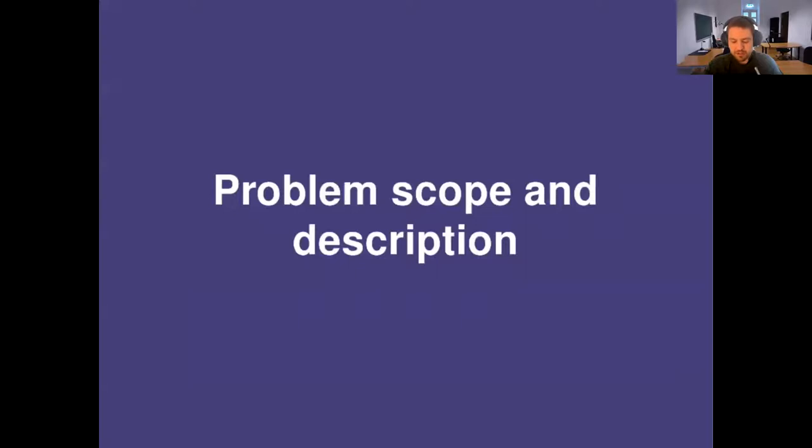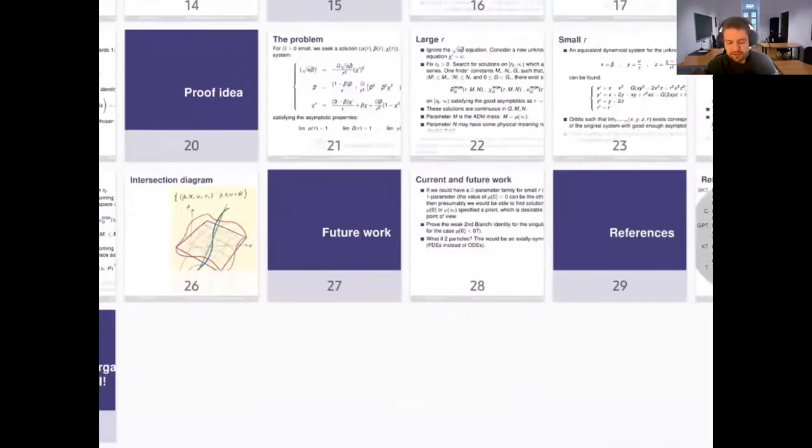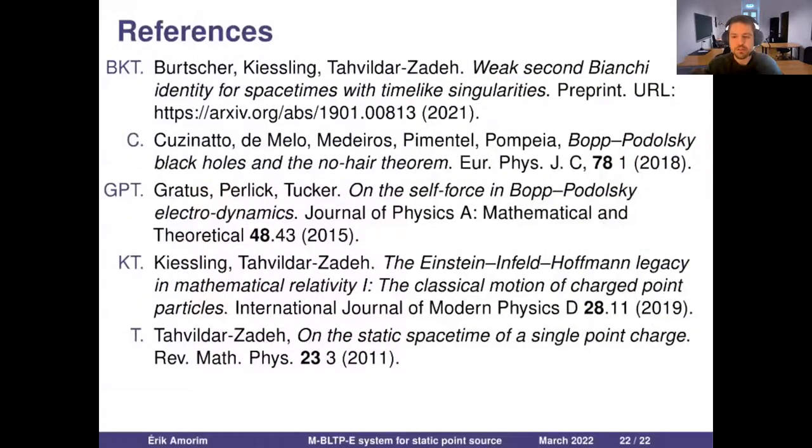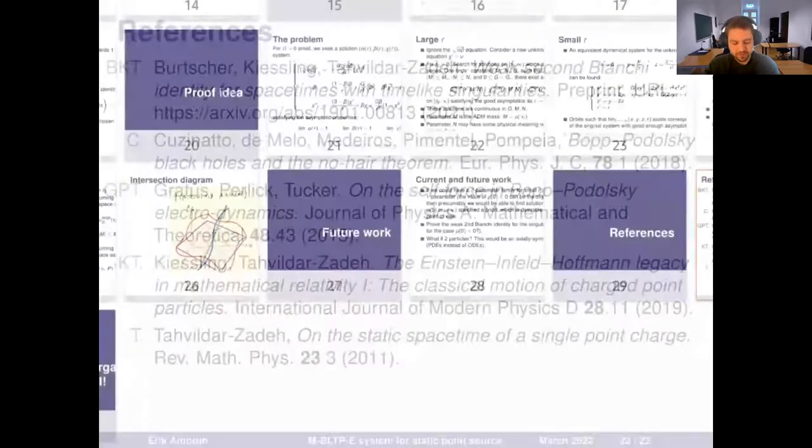Let me actually start by going to the very end first. These are just the references that I'm going to be talking about throughout the talk. So if anybody wants to take a screenshot or a picture of this now so you can see them later, I'll give you a couple of seconds to do that. And okay, I'm going to go back to the beginning.